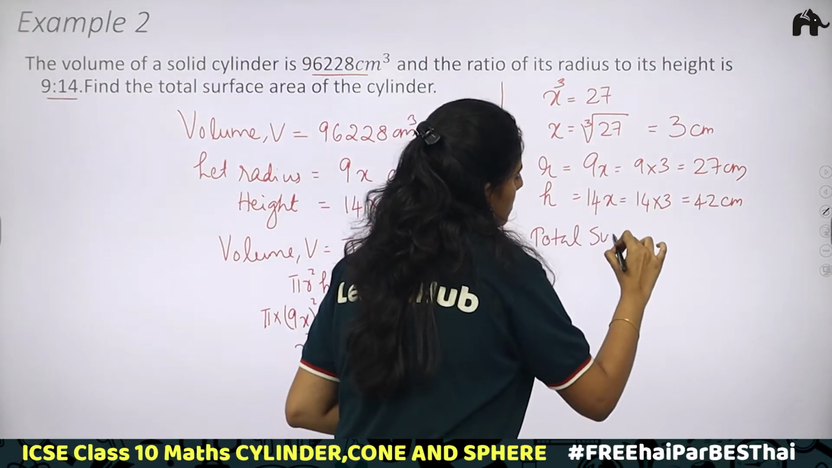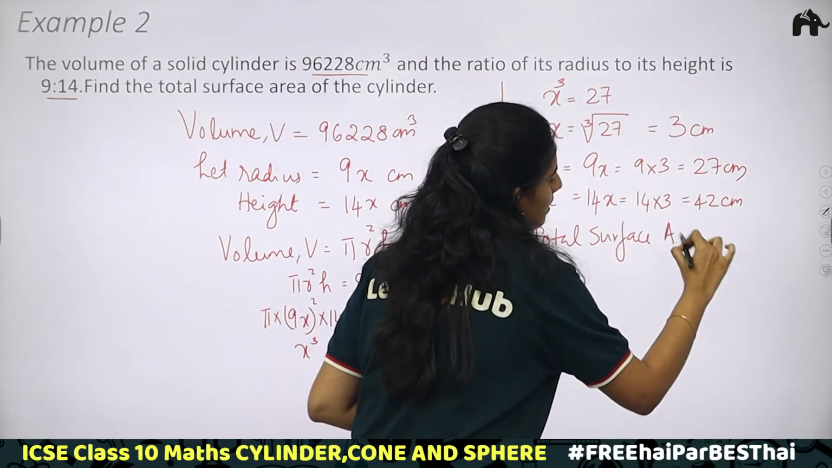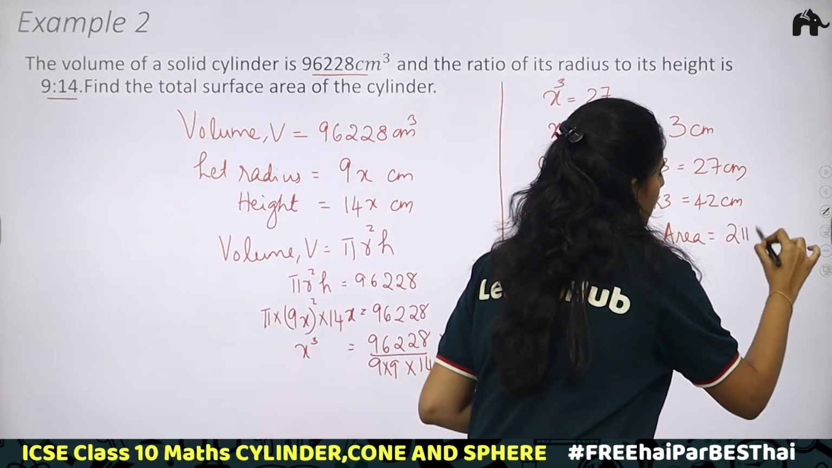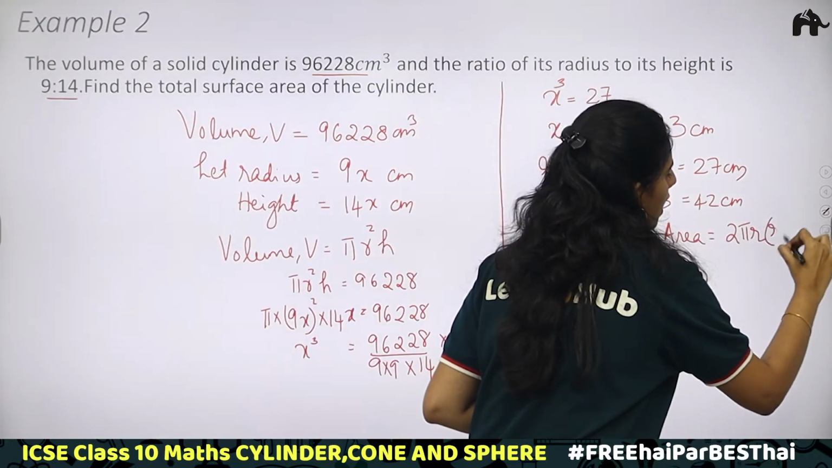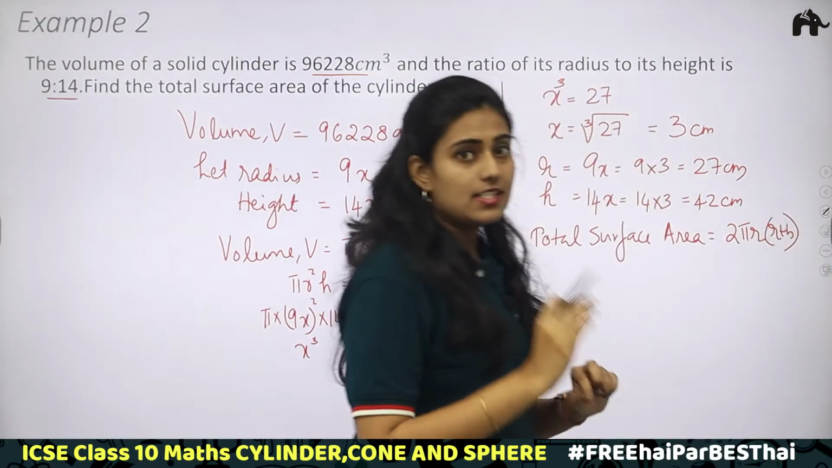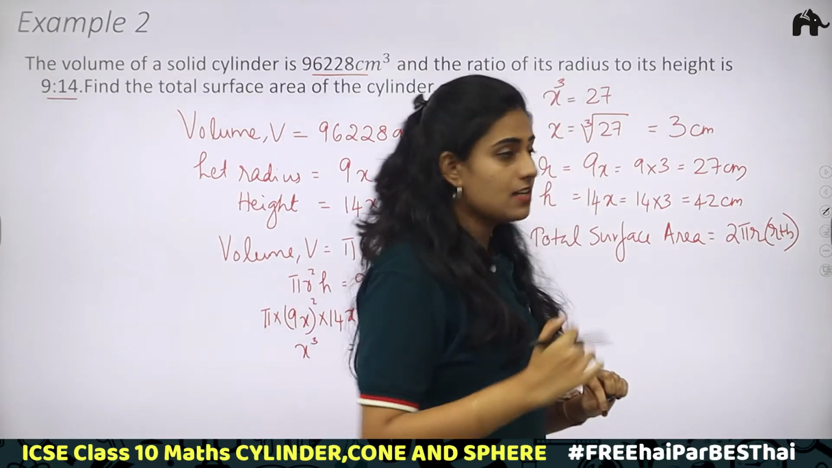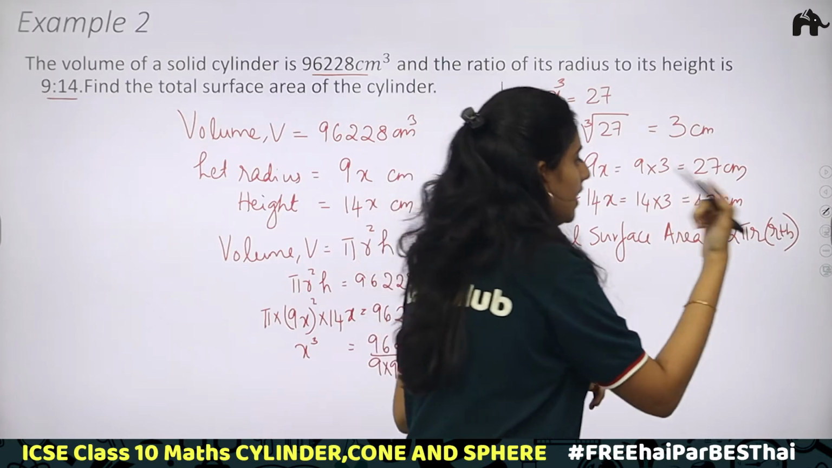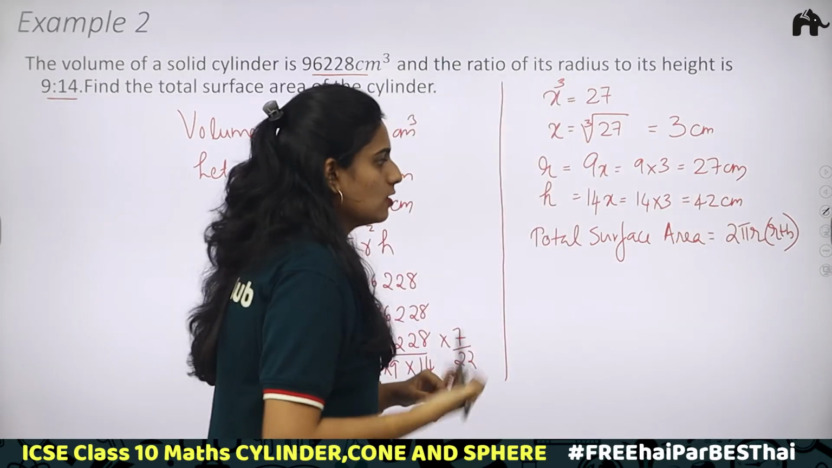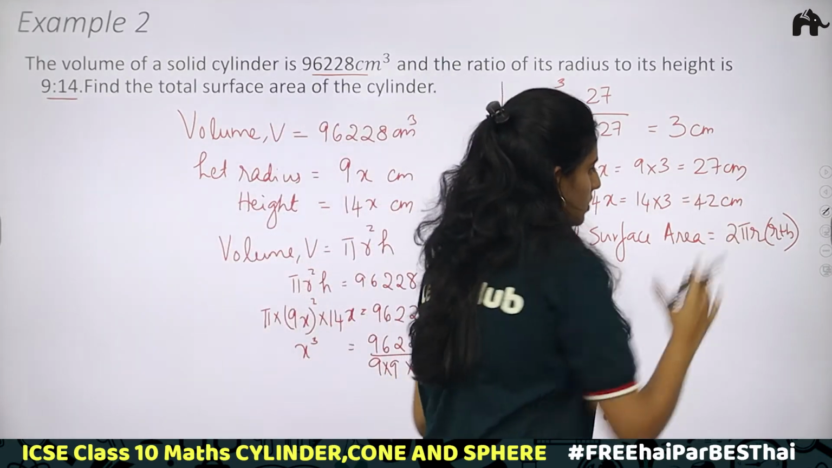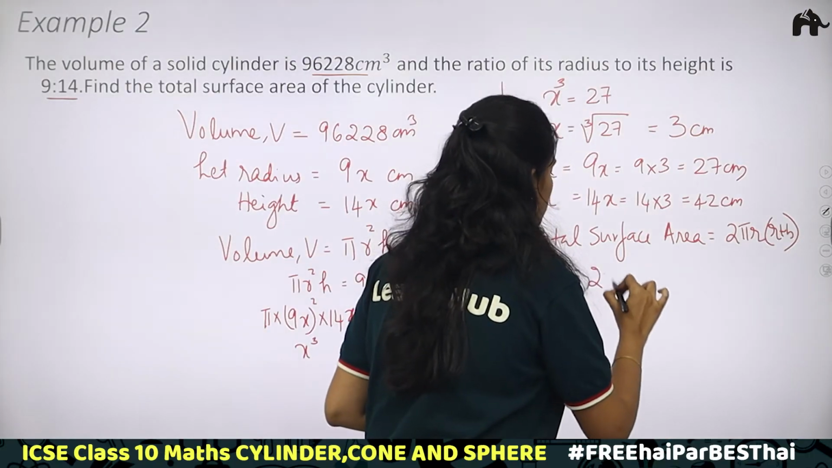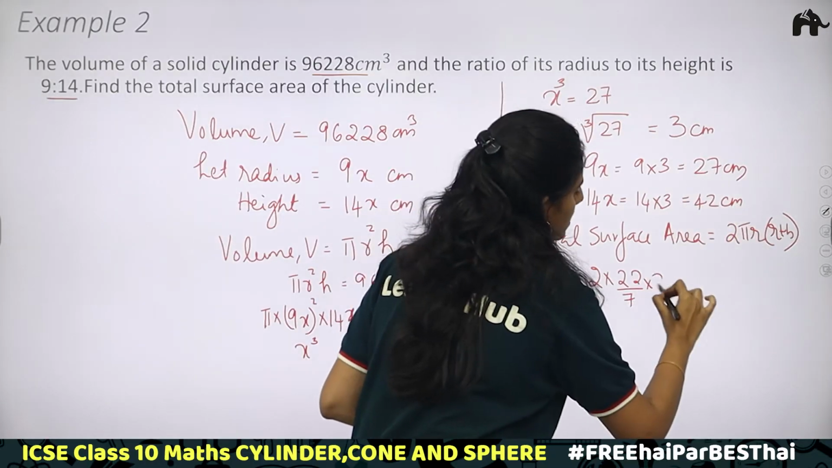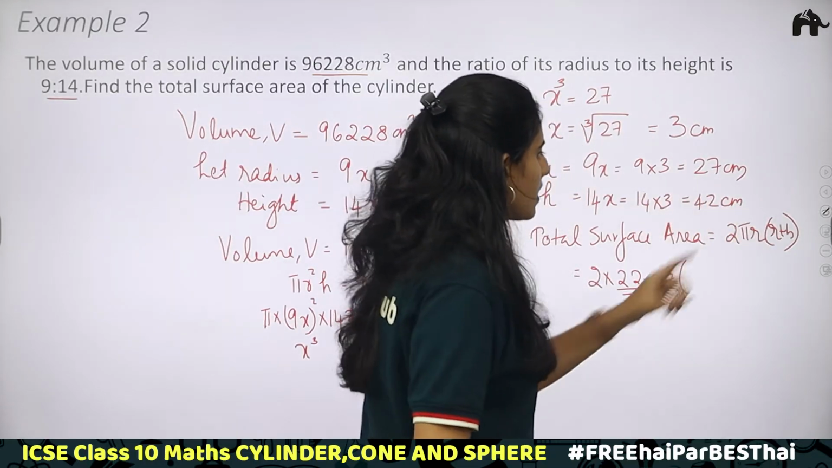Total surface area. What is the formula to find total surface area? Equal to 2 pi r into r plus h. That is the curved surface area. Then you will be adding base and top. Area of the base and top. Base and top are circles. So, pi r square will be added to this. Now, put the values. 2 into 22 divided by 7 into r is 27 into r plus h.